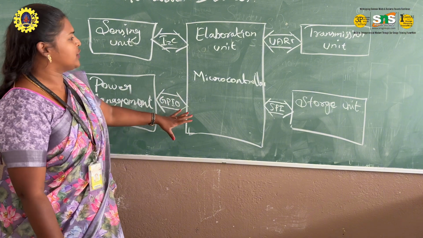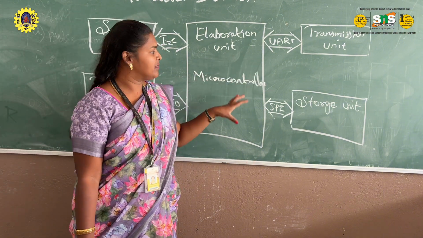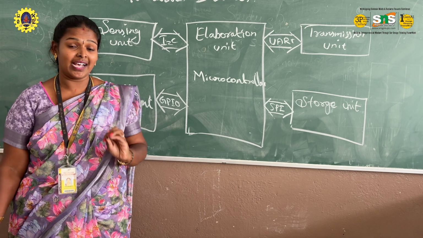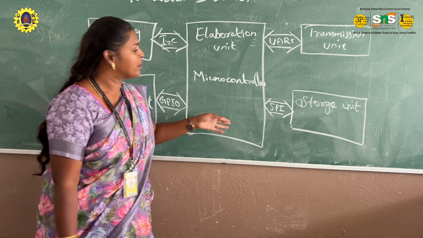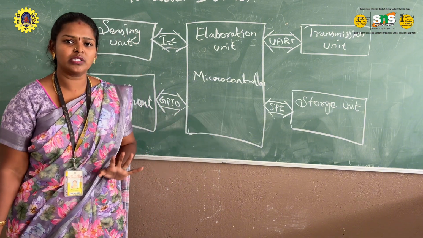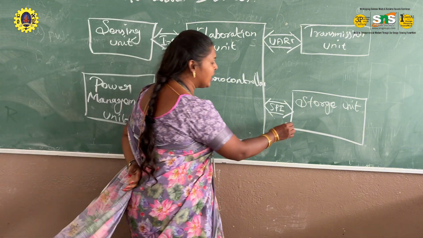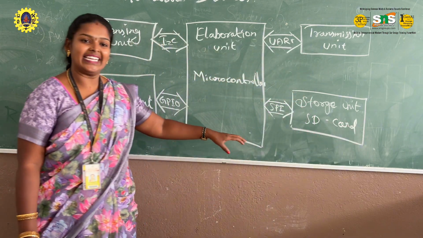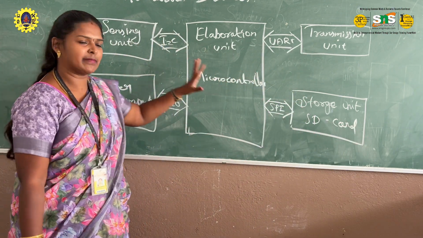Next unit is the transmission unit. Here we use a Bluetooth module as the transmission unit. Next is the storage unit, where I use an SD card. So this is the block diagram explanation.